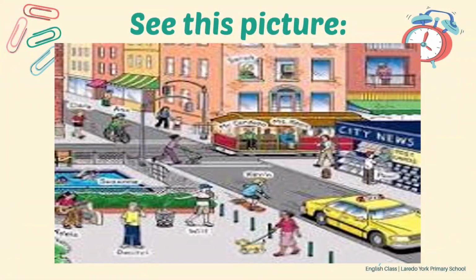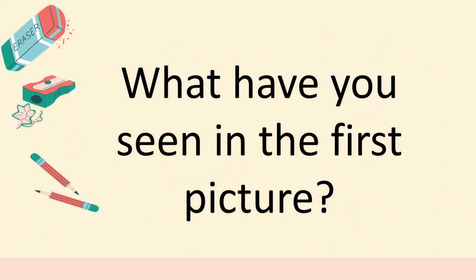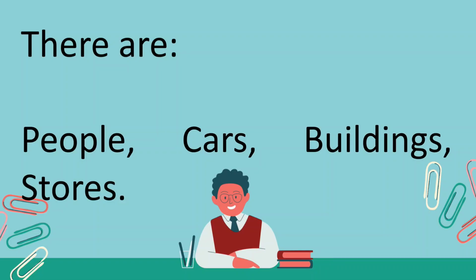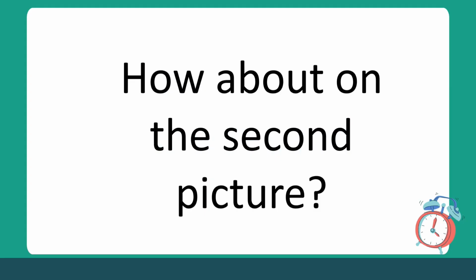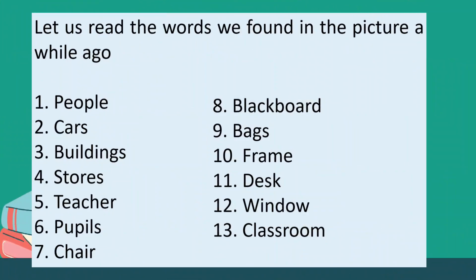Now let's study those pictures. What have you seen in the first picture? That's right. There are people, cars, buildings, and a store. How about on the second picture? There are teachers, pupils, chair, blackboard, box, frame, desk, window, classroom, and etc.